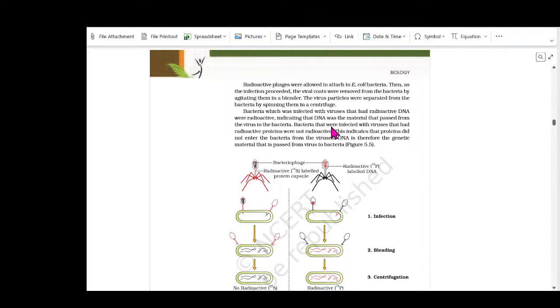Bacteria that were infected with viruses that had radioactive proteins were not radioactive. This indicates that proteins did not enter the bacteria from the viruses. DNA is therefore the genetic material that is passed from virus to bacteria.